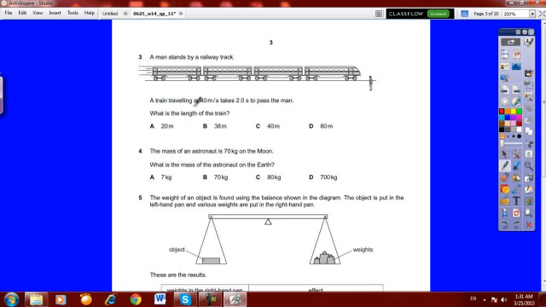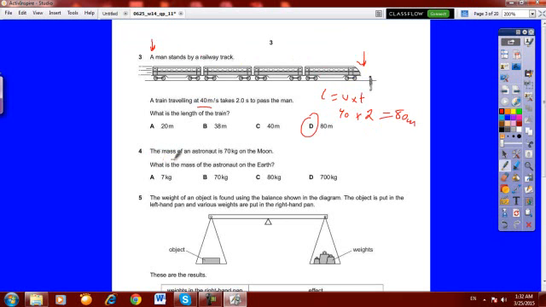Number 3. A man stands by a railway track. A train traveling at 40 meters per second takes 2 seconds to pass the man. What's the length of the train? Length is equal to V times t, speed 40 multiplied by the time taken to pass from beginning to end, which is the length of the train, so equal 80 meters. D.